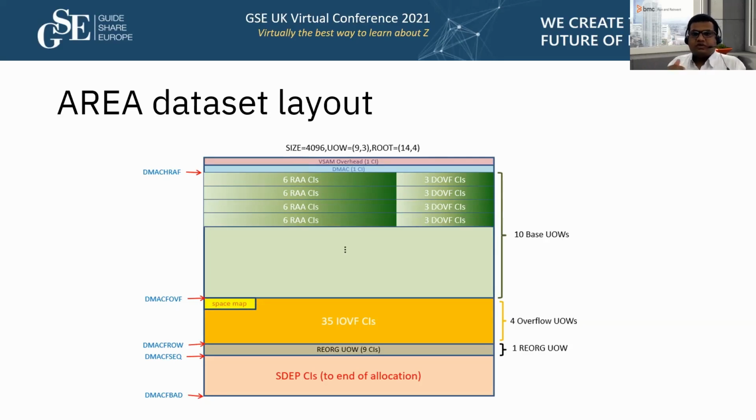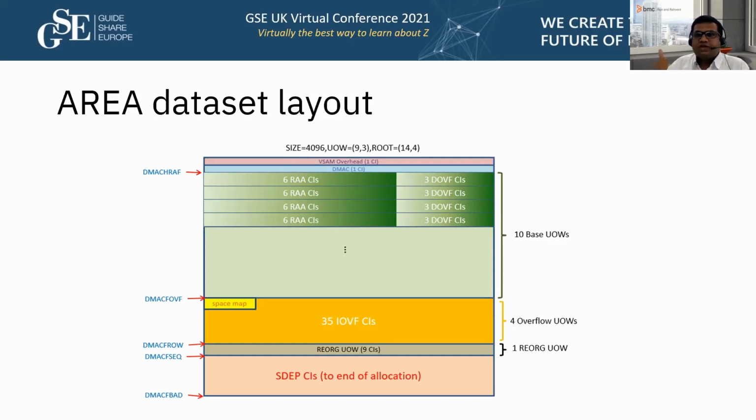So choosing the right size of the CI, the right UOW parameter, and the right root parameter is of paramount importance when it comes to the performance of your area. The different CI sizes allowed are 512 bytes, 1K, 2K, 4K, and then multiples of 4K up to 28K.